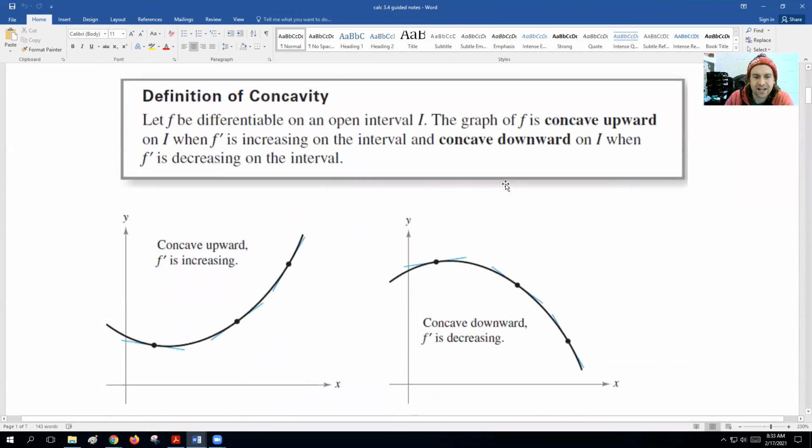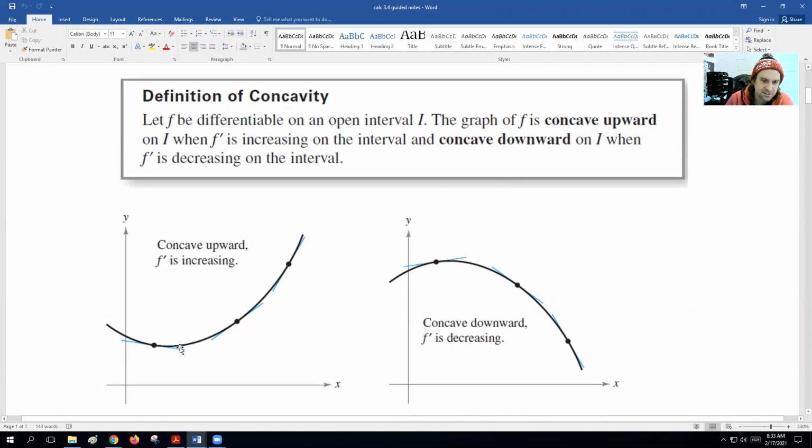So let's talk about concavity here. A lot of times we can just describe this by looking at the picture, but there is a technical definition. It says: let f be differentiable on an open interval I, so the derivative can be taken the whole way through. The graph of f is concave upward on I when f prime is increasing on the interval. So if we look here, this is concave upward because the derivative here is increasing.